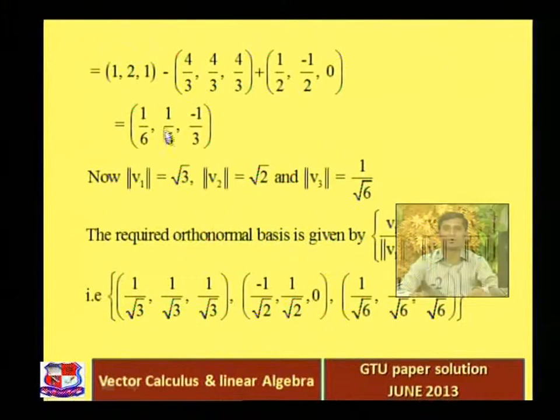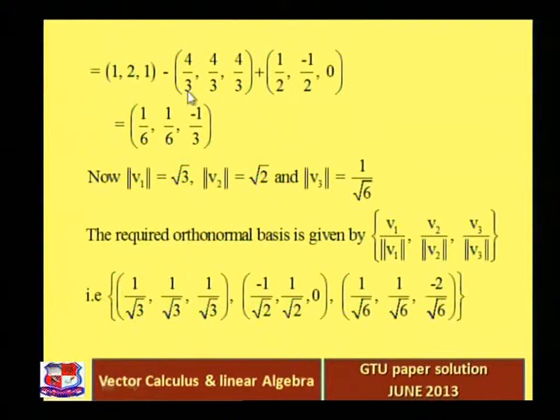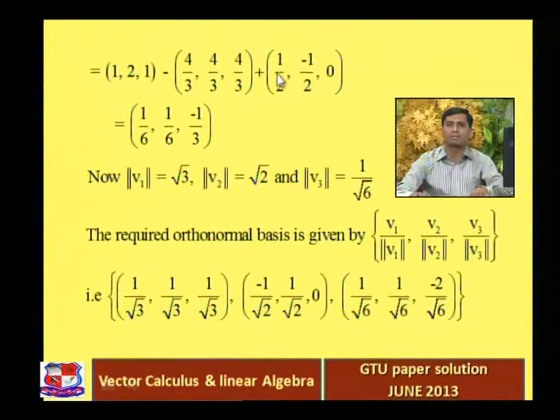So here is the solution: (1, 2, 1) minus (4 by 3, 4 by 3, 4 by 3) plus (1 by 2, minus 1 by 2, 0). When we solve this, just addition: 1 minus 4 by 3 plus 1 by 2, you will get 1 by 6.